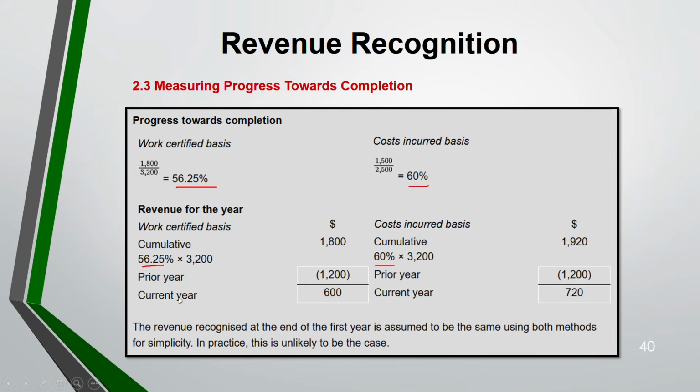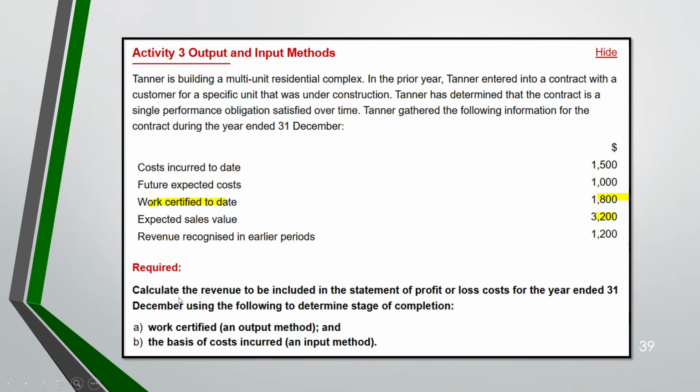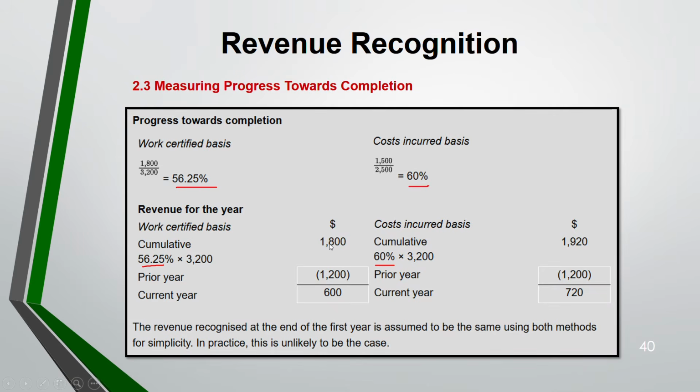So now, it is work certified to date 1,800, and you take expected sales value, that is 3,200, and you take this because you can't recognize the full revenue. So work certified, and you deduct this. The current year is this revenue you have to recognize.